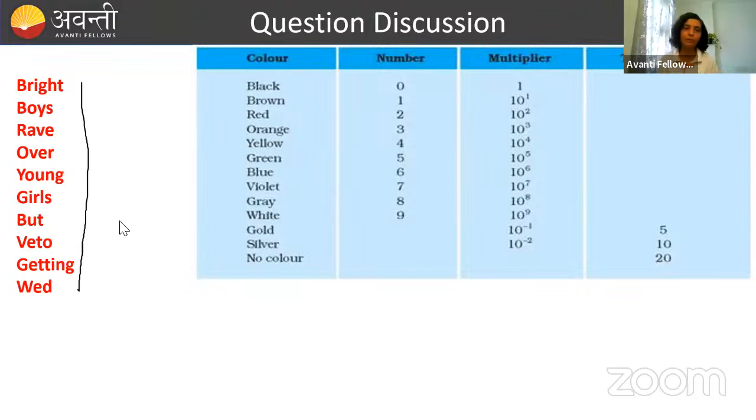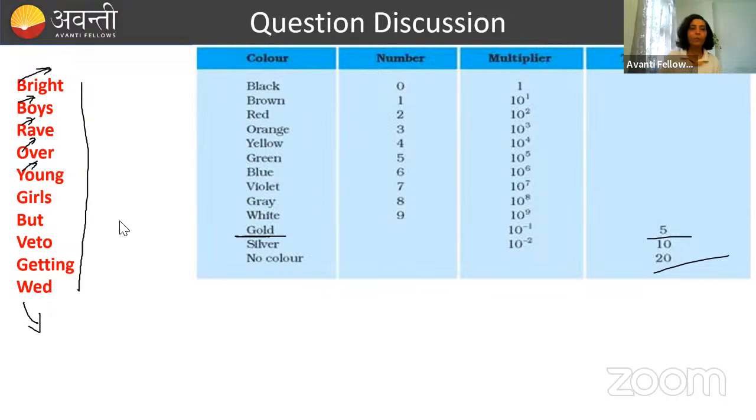ठीक है, तो bright boys, B will stand for black here, this brown, this is red, this is orange, this is yellow, and this is your what? Green, again this is blue, violet, and this is your gray, and this is white. ठीक है, gold, if there is a gold stands for tolerance of 5%, silver 10%, no color 20%. तो ये आपको याद रखना होगा to answer the question.